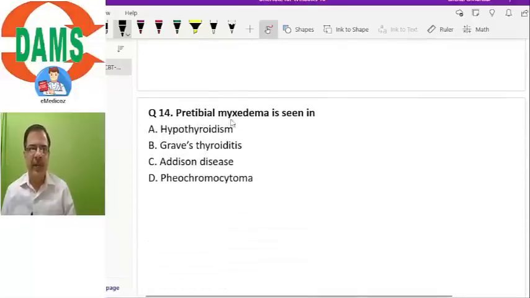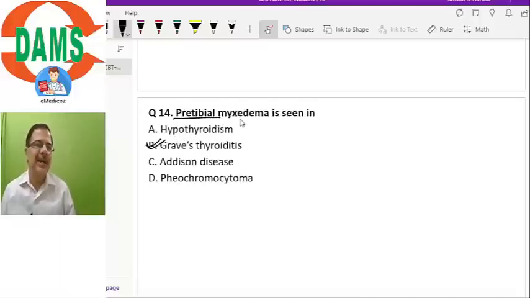Question 14. Pre-tibial myxedema is seen in cases of Graves' disease. Do not mark it as hypothyroidism, because this pre-tibial myxedema is specific for Graves' disease. In hypothyroidism, generalized myxedema will be seen.